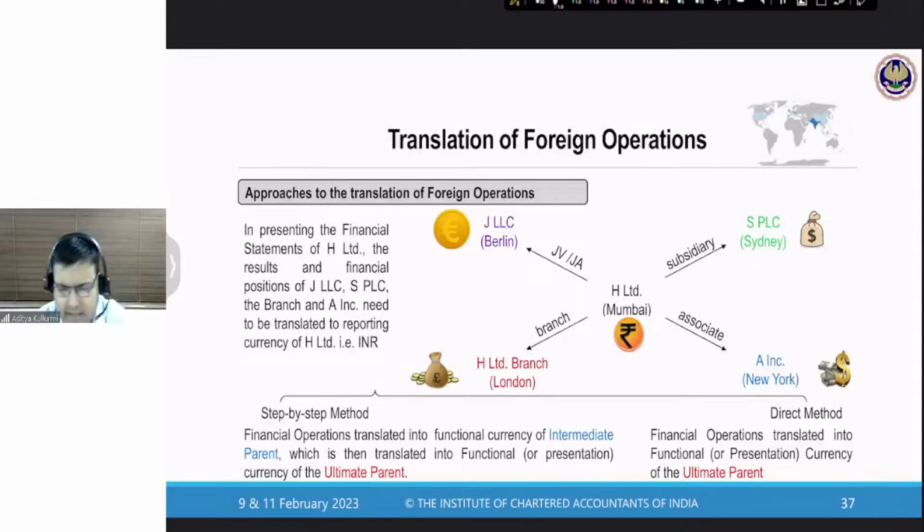So this is just a theoretical slide. What it tells is you can do a step-by-step method if there is no direct exchange rate. Suppose Indian rupee and Australian dollar, there is no direct exchange rate. So it is the step-by-step method or the direct method. Suppose you have a step-by-step holding, you can translate it from one currency to that of the intermediate parent and ultimately to the currency of the ultimate parent. Alternatively, you can convert it directly to that of the ultimate parent.